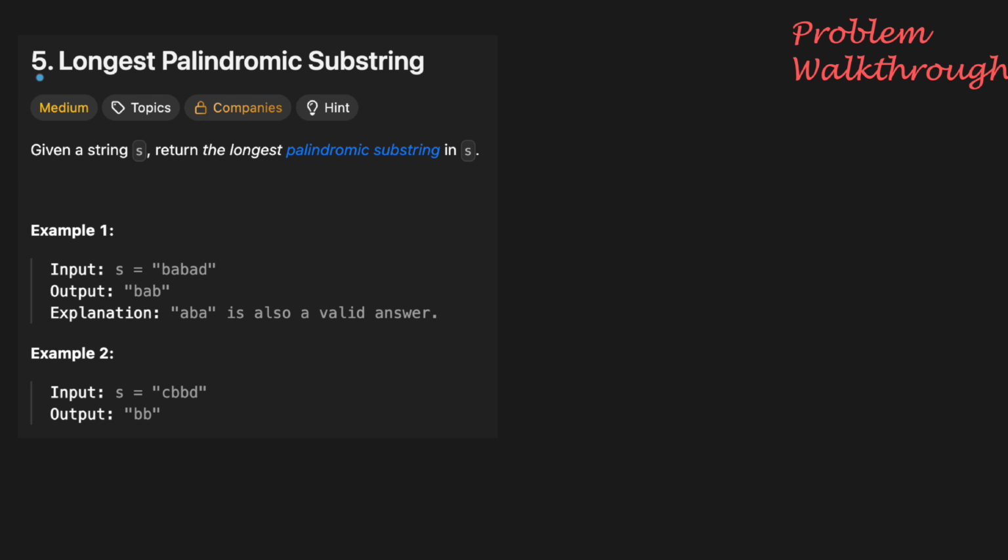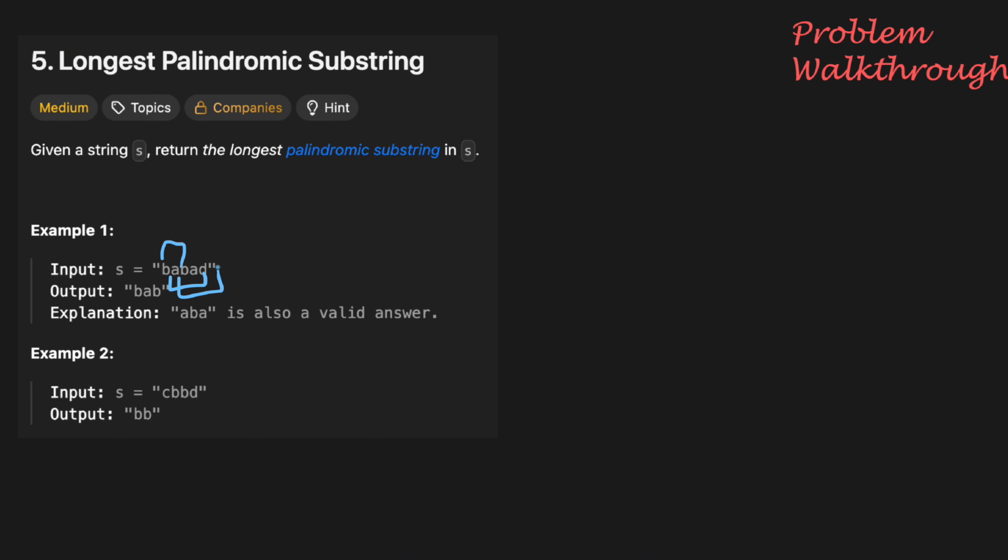Now to the problem. In this problem, we are given a string S and we should return the longest palindromic substring within S. A substring of a string is defined as a sequence of consecutive characters within the string. For example, for this given string, BAB or ABA or BAD, all of them are sequences of consecutive characters. Hence, they are substrings of given string S.